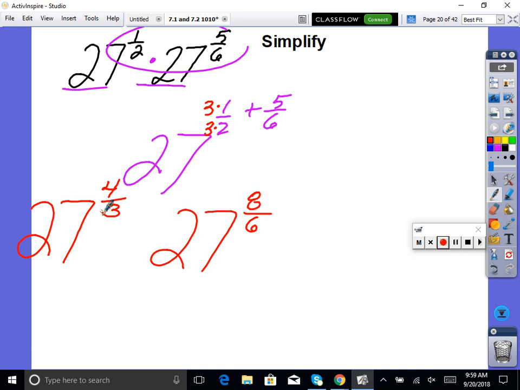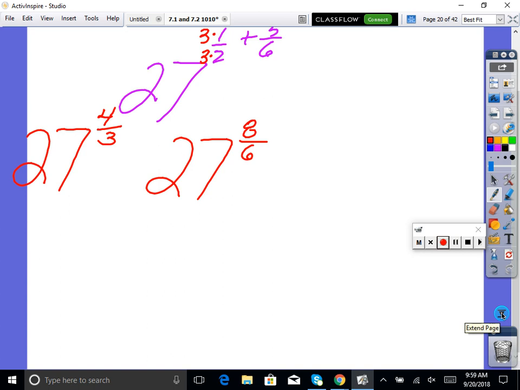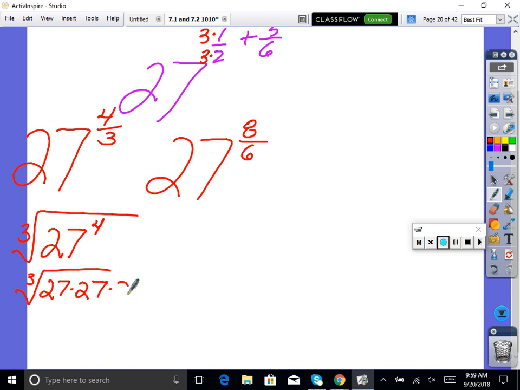So now from there, because it's a whole number, we can actually now simplify it. So now we would say it's the cube root of 27 to the 4th power, which is the cube root of 27 times 27 times 27 times 27. Pull out groups of three, pull out a 27, and then what's the cube root of 27? So 27 times 3 would be our answer. Are we good?